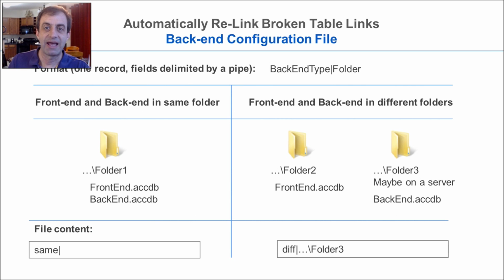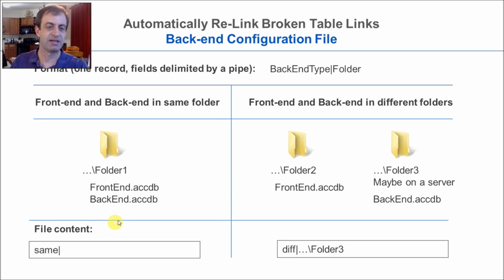So let's take a quick look at what the configuration file is going to look like. It is going to be a text file. It is going to have a single record in this text file. We're going to have two fields in this file delimited by the pipe symbol. The first field I've called backend type, and what that is going to tell us is: is the backend database in the same folder as the front end, or is it in a different folder from the front end? Okay, so we're going to put the word same in that first location, or the word diff, D-I-F-F.